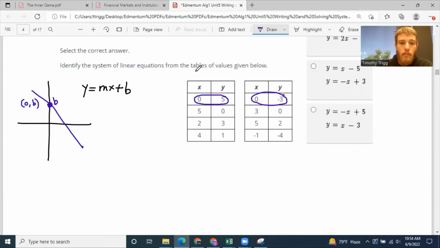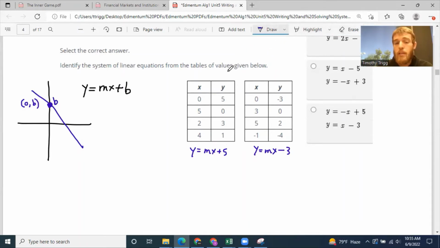So for this equation, we know it's going to be y equals mx plus b, and our value of b is 5. Similarly, what would this one look like? y equals mx minus 3. Now we just need to find the slope. In order to find the slope, remember that's the rise over run.